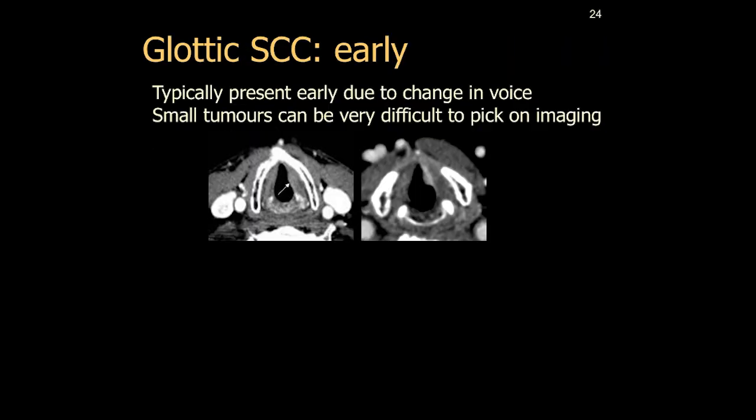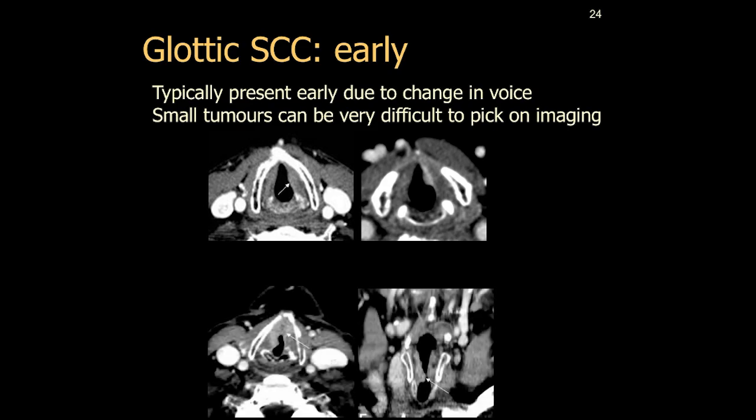Glottic cancers usually present early, mainly by virtue of change in voice, and these tumors are often very small and can be difficult to pick up on imaging. Here you have a small T1 lesion of the glottis. Lower down, there's a slightly more advanced tumor extending to the anterior commissure and contralaterally to the other vocal cord.